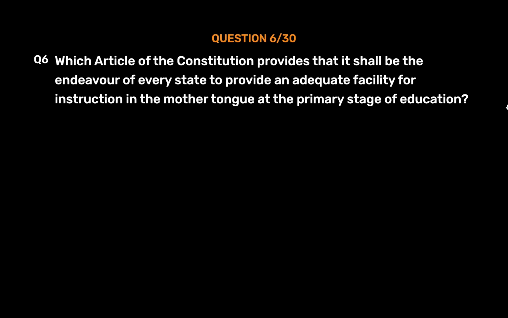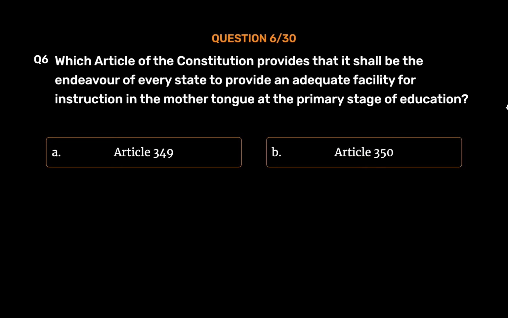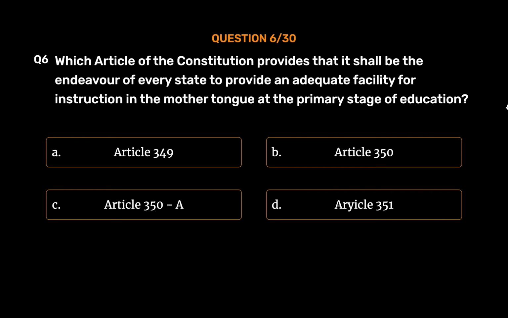Question number 6. Which article of the Constitution provides that it shall be the endeavour of every state to provide adequate facility for instruction in the mother tongue at the primary stage of education? Option A. Article 349. Option B. Article 350. Option C. Article 350A. Option D. Article 351. The correct answer is Option C.